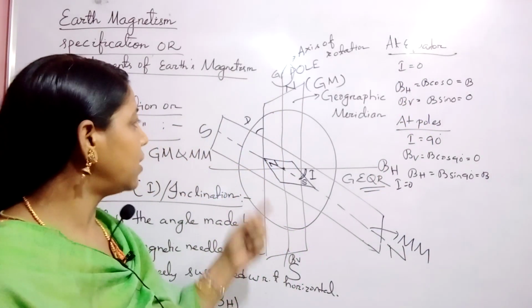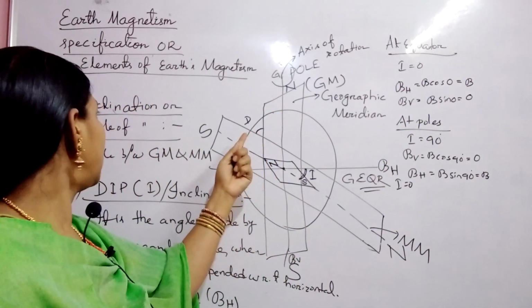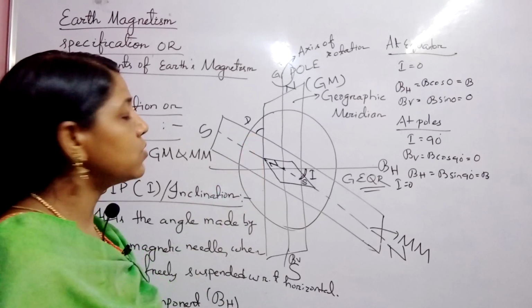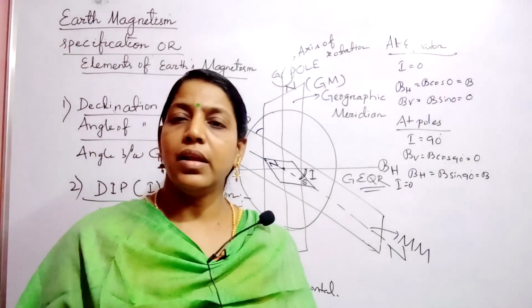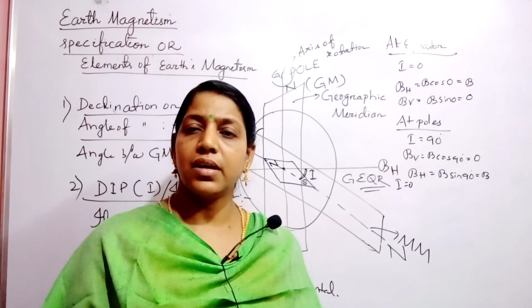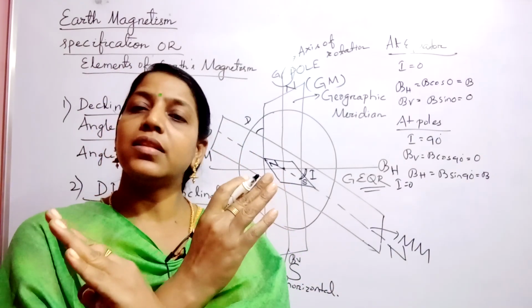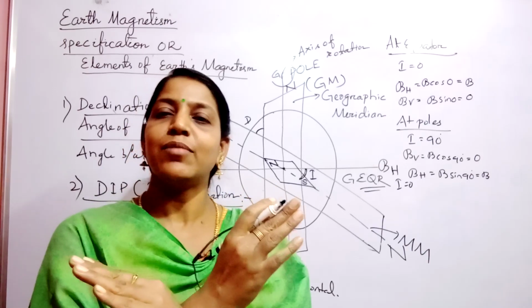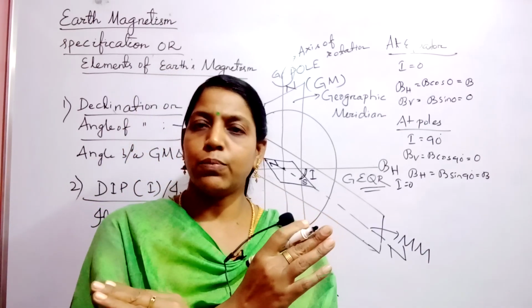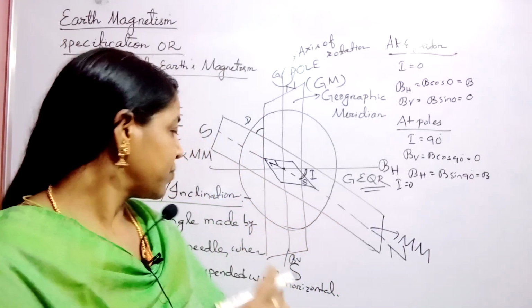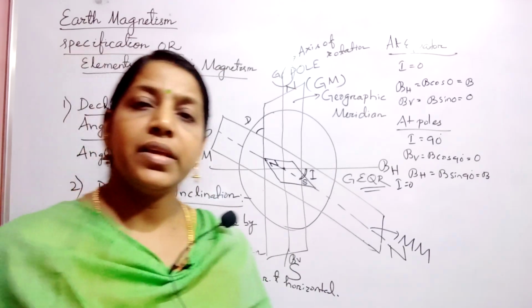And practically they have found that this angle of declination is around 11.4 degrees, nearly, the difference between the Earth's magnetic meridian and the geographic meridian. So these are the important things about it.